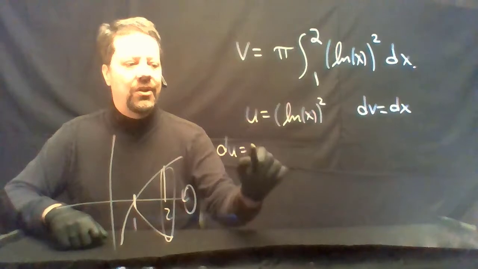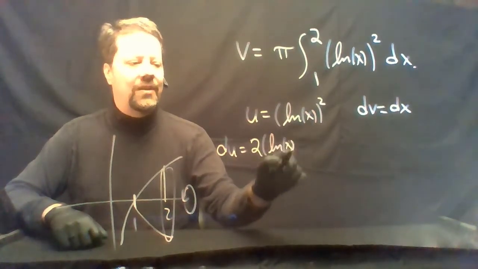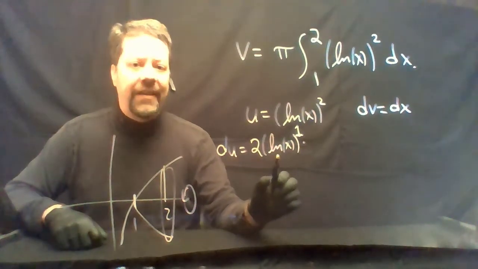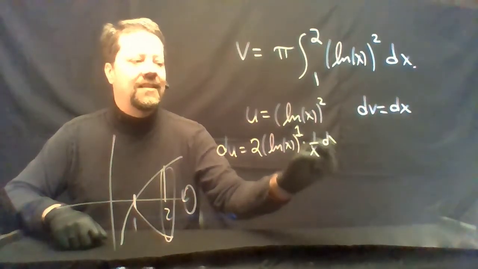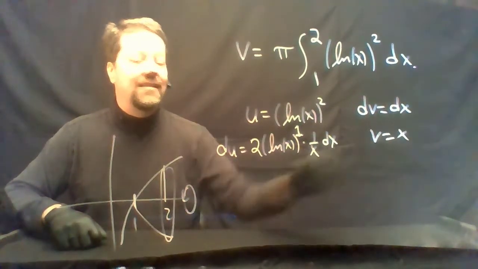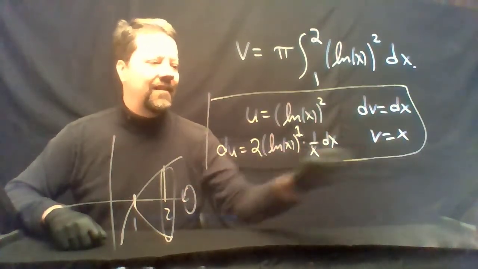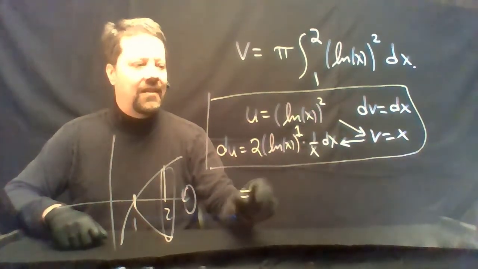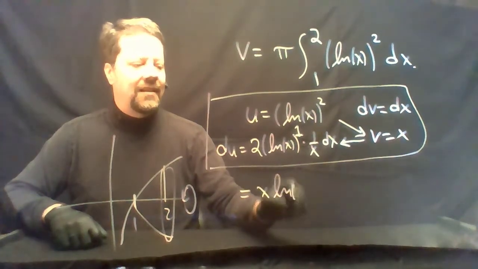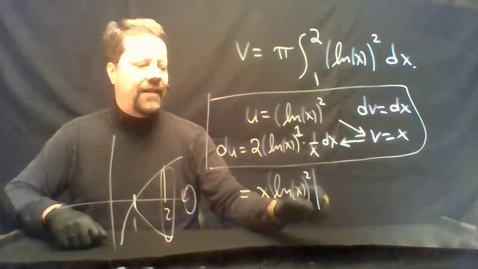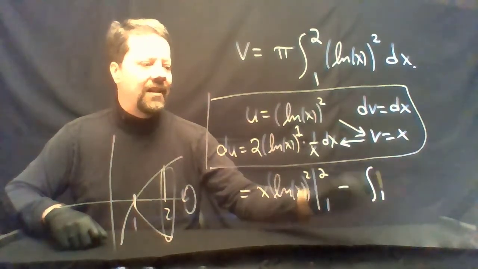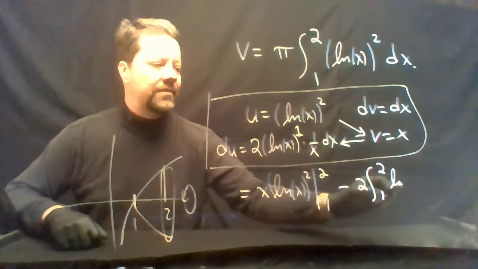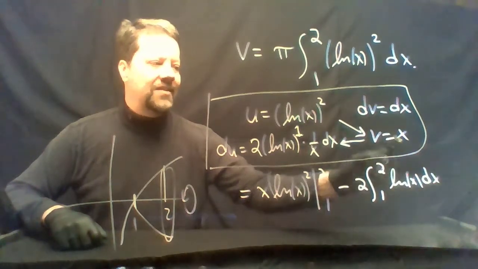Du is going to be 2, leave the inside alone, raised to the power 1, but then you need to multiply by the derivative of the inside by the chain rule, times dx. V will be x. We obtain uv minus integral v du. We have then x ln of x squared evaluated from 1 to 2 minus the integral from 1 to 2 of v du. We'll have 2 ln of x dx. The x and the 1 over x cancel.